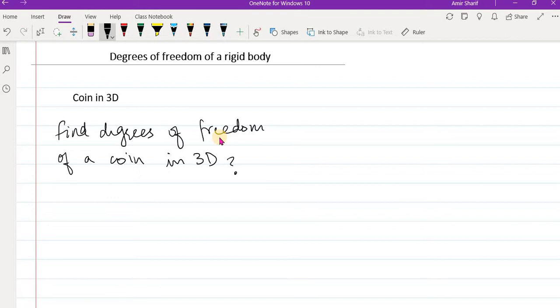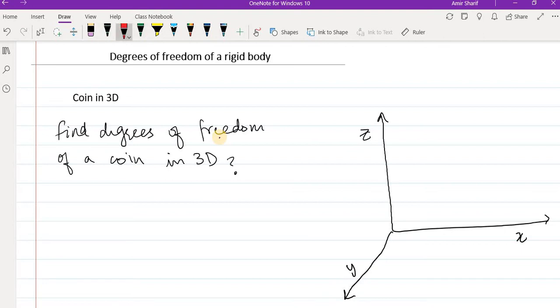So let's make a 3D axis. Here we have the z-axis, then here the x-axis, and this is the y-axis. So this is the axis, and now we're going to make the coin here. Let's make it with blue.